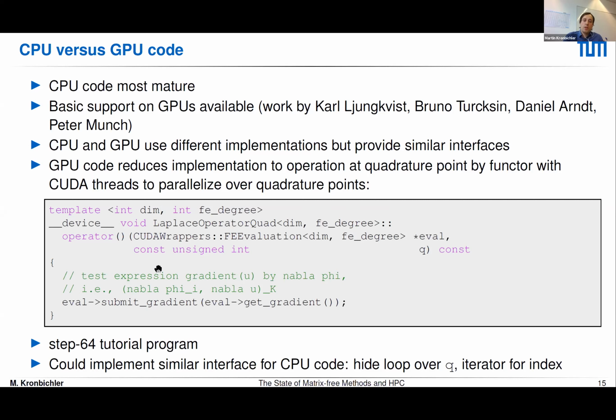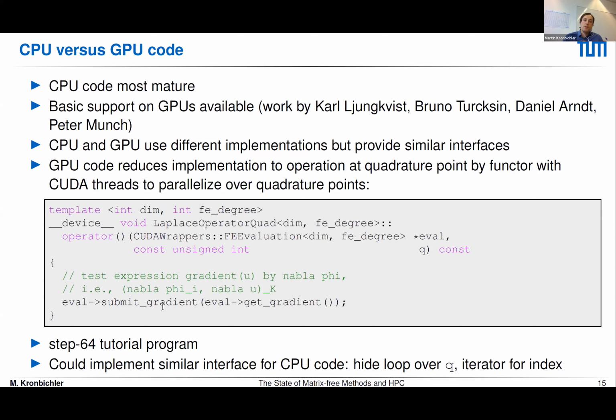So it's only the red part that is now interesting here. And you see it looks pretty similar. I mean, I have a pointer here for some reason, but essentially it's a submit gradient and get gradient. So kind of similar things like the gradient of the solution, which would be the get gradient here, and the gradient of the test function that you do submission for. So that's kind of the interface we have.